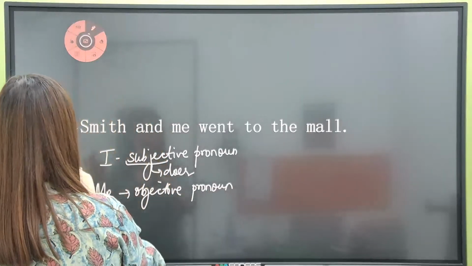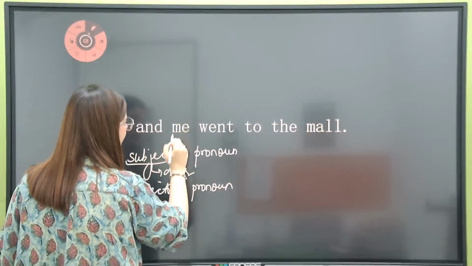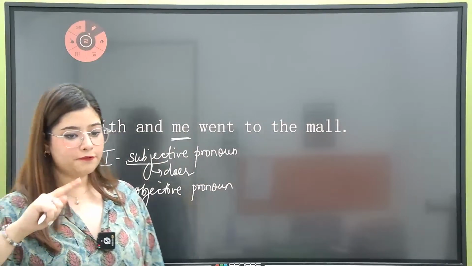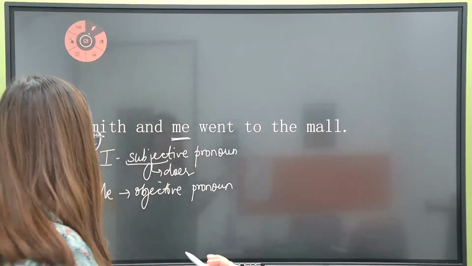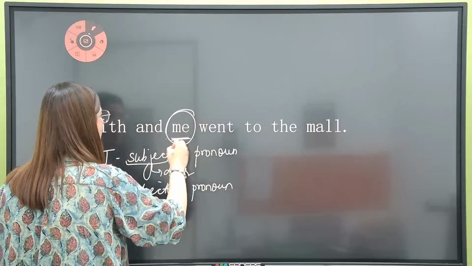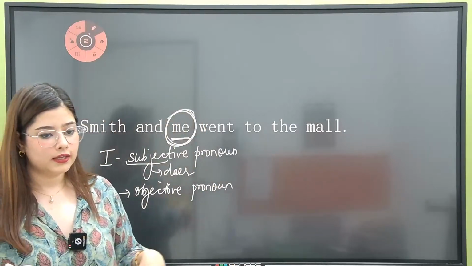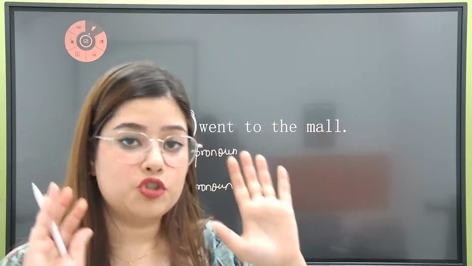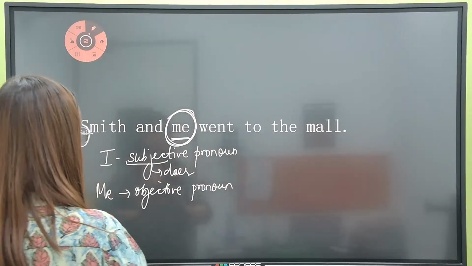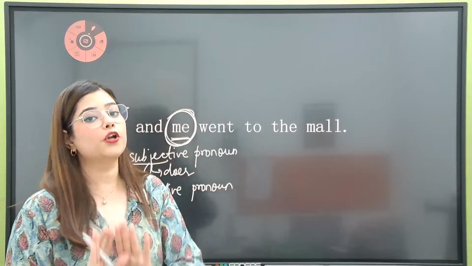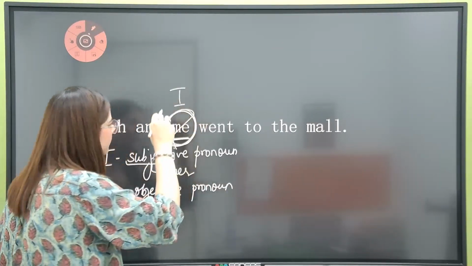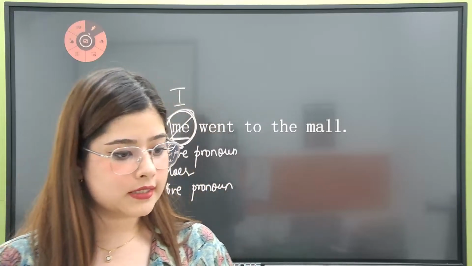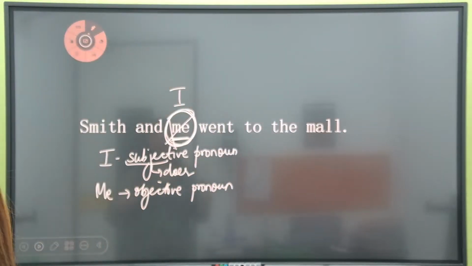So here, Smith and this person, they performed the action of going to the mall. So they represent the doer in the sentence. And so I cannot use an objective pronoun here. This has to be the subject of the sentence. Please remember, Smith and I went to the mall.